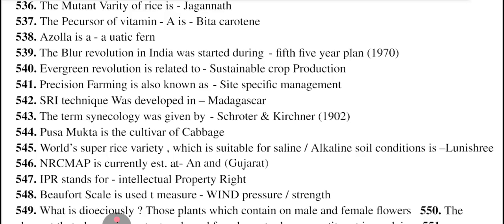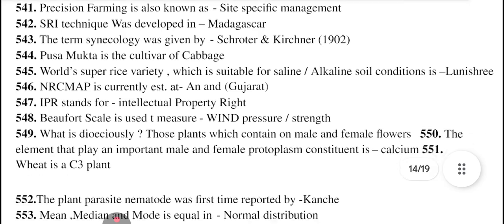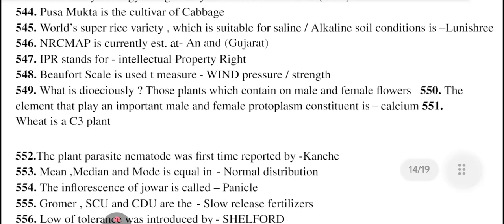The term synecology was given by Schroter and Kirchner in 1902. Pusa Mukta is a variety or cultivar of cabbage. The world's super rice variety, which is suitable for saline or alkaline soil conditions, is Lunishri. NRC on Mithun is currently established at Anand, Gujarat. IPR stands for intellectual property rights.